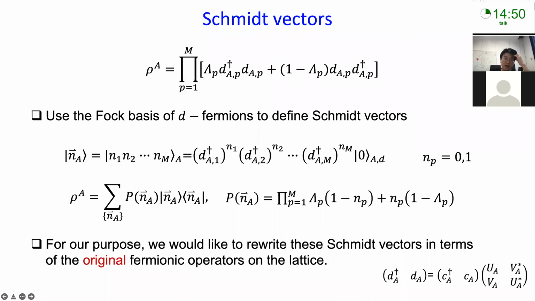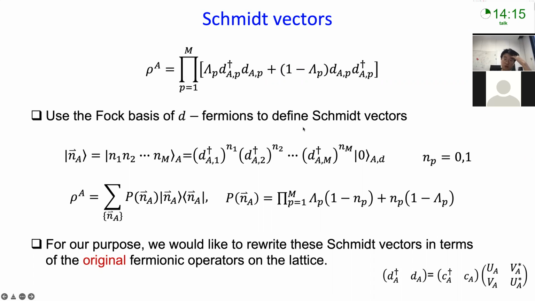And we use a vector N_A to label this state. N is a vector from N1 to Nm, and each N is an integer, either 0 or 1, corresponding to whether the corresponding d_A dagger operator is occupied or not. And we have Schmidt vectors for an arbitrary subsystem. But if we want to use them to compute the overlap, we need to rewrite those Schmidt vectors in terms of the original c fermions. And here, d_A fermions are very simple.